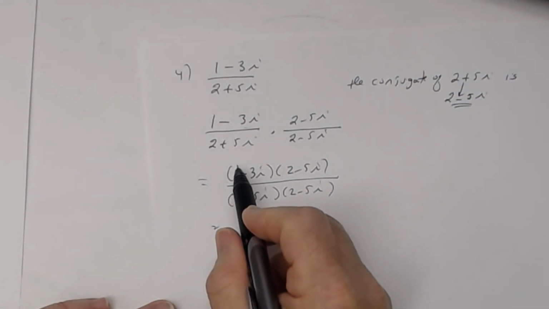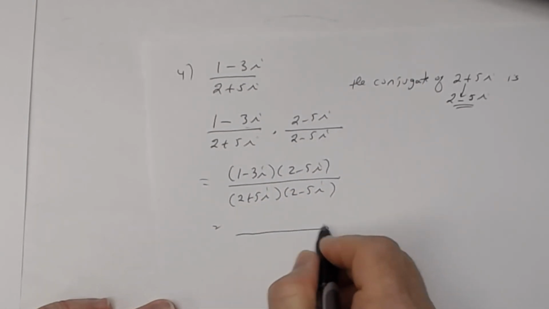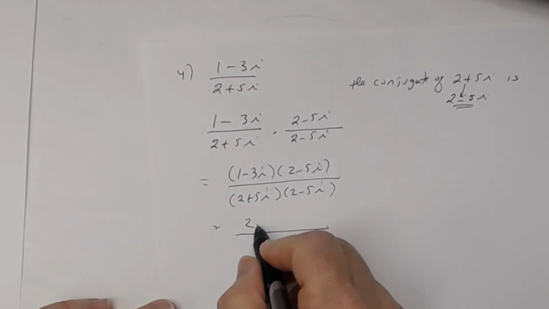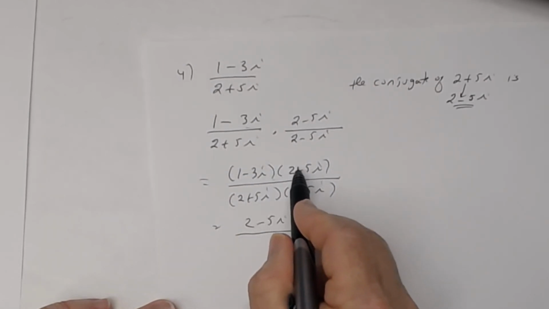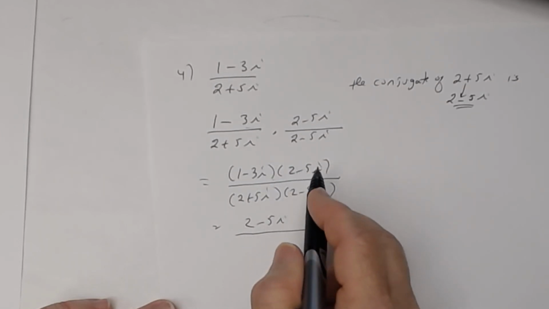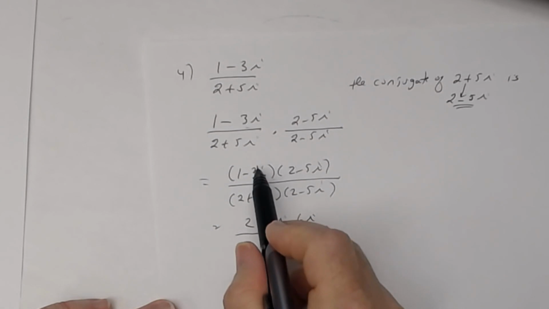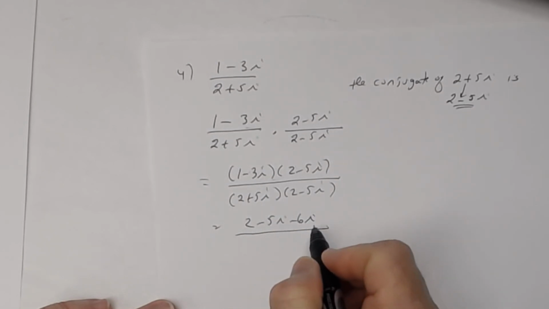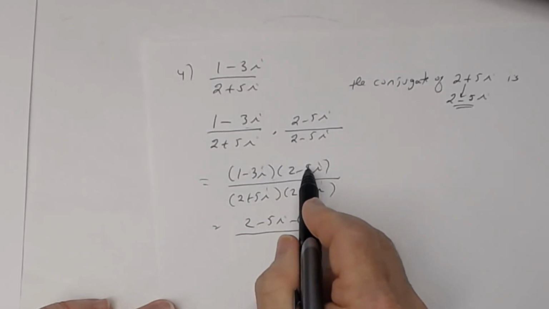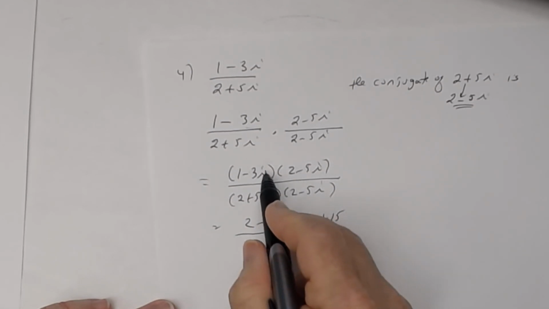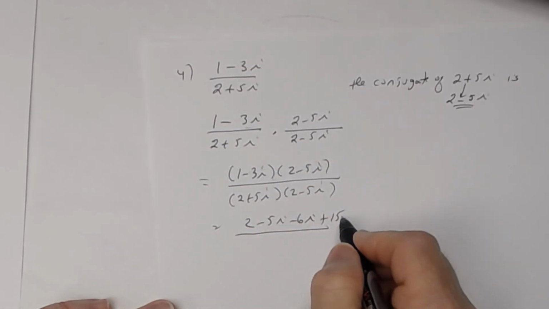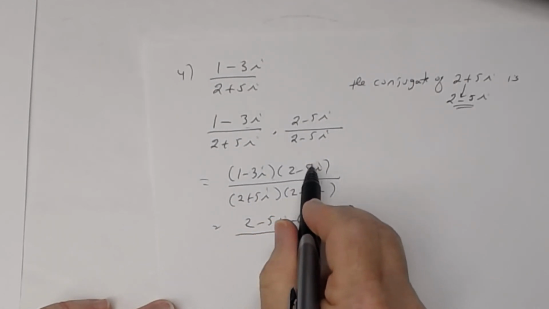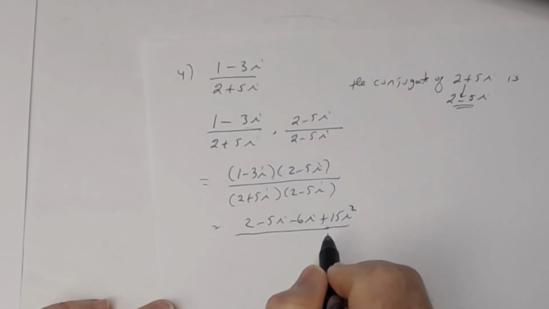So, first, outer, inner, last. My first, 1 times 2 is 2. My outer, 1 times a negative 5i is a negative 5i. My inner, the terms on the inside, negative 3i times 2 is a negative 6i. And then the last, now be careful, a negative times a negative is a positive. 3 times 5 is 15. i times i is i squared. So be careful with the last here. When you do the last, you should get positive 15i squared.